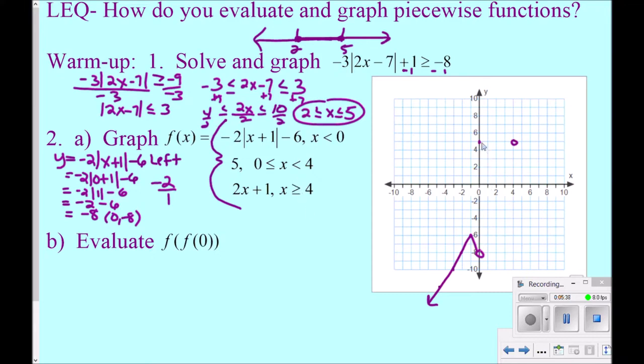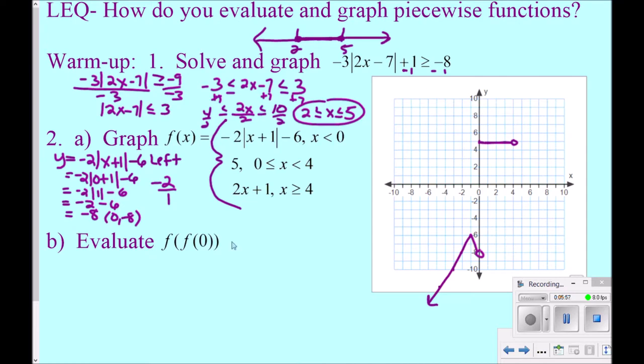And then I know that I'm going to connect those because the domain says all values between x equals 0 and 4. So that's why I'm shading that there at 5. So we have y equals 5 starting at 0 and ending at 4 for x. So that's the second piece.